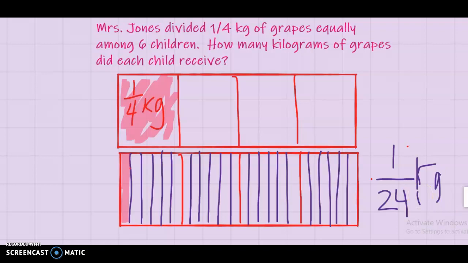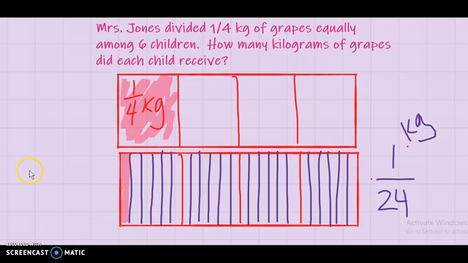That doesn't look very good. Whoops. Kilogram. It doesn't want to write anymore. Maybe if I write it up here, kilogram. Having trouble with that.